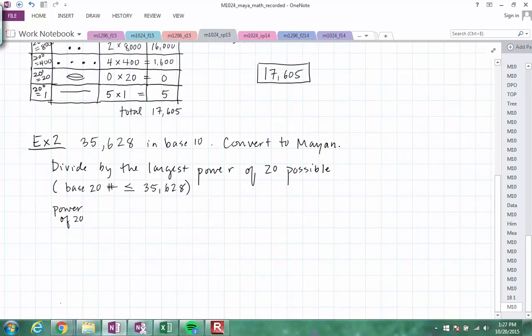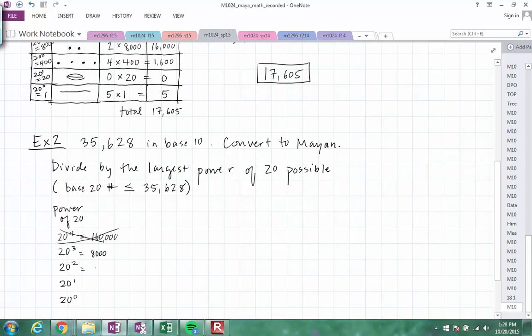So I'll start down here. 20 to the 0, 20 to the 1, 20 squared, 20 cubed, and let's figure out what some of these are before we get too far. 20 to the third was 8,000. And so thinking about whether I need to go any farther, let's see what 20 to the fourth is. 20 to the fourth is 160,000, which is greater than 35,628, so we don't need the 20 to the fourth place.